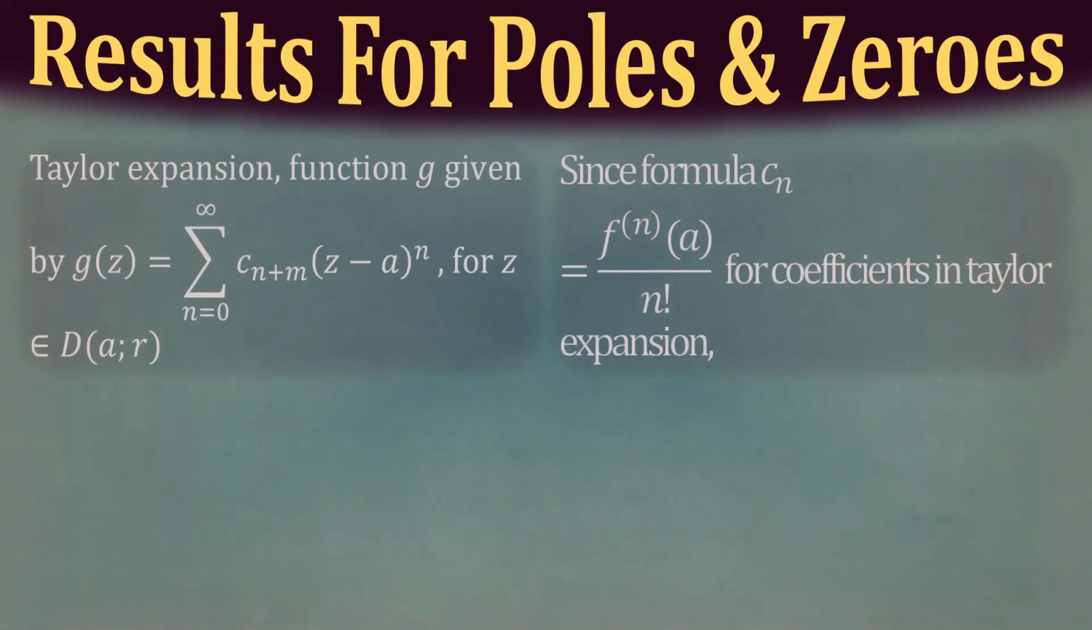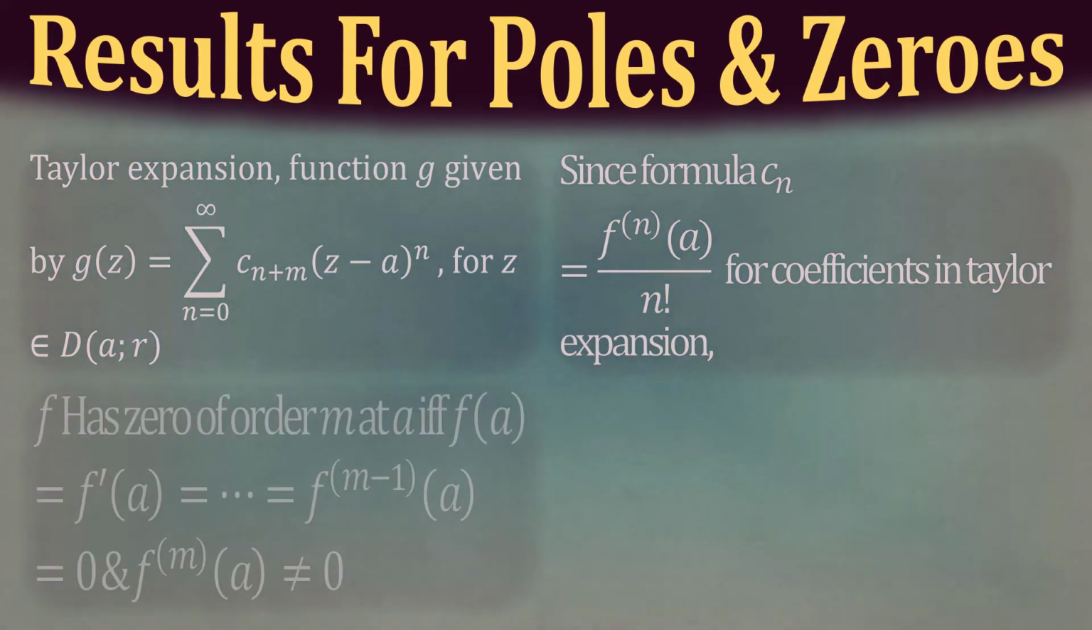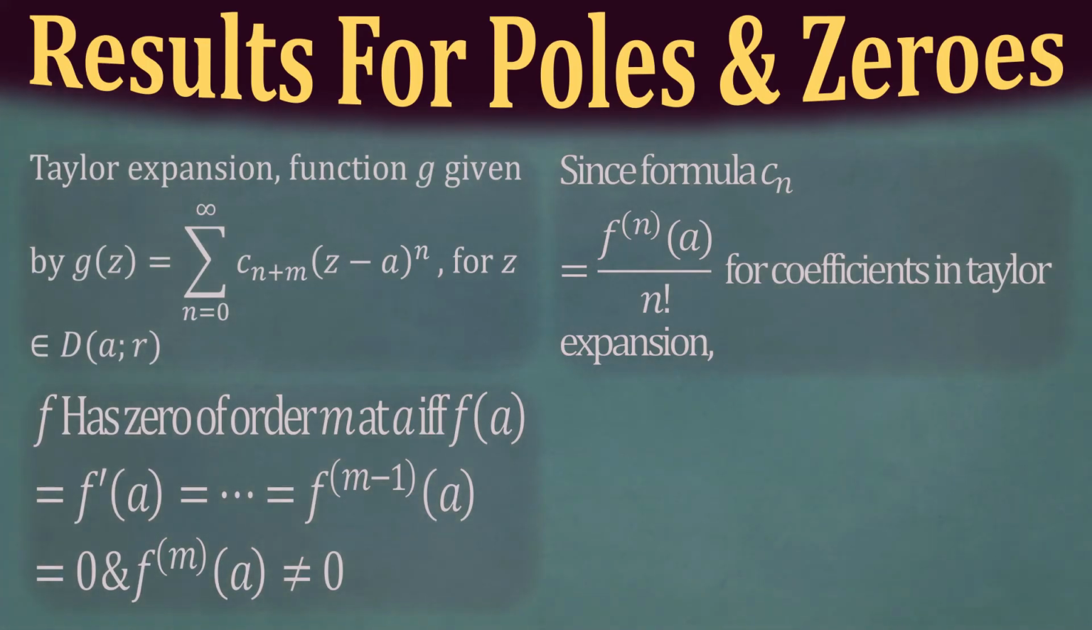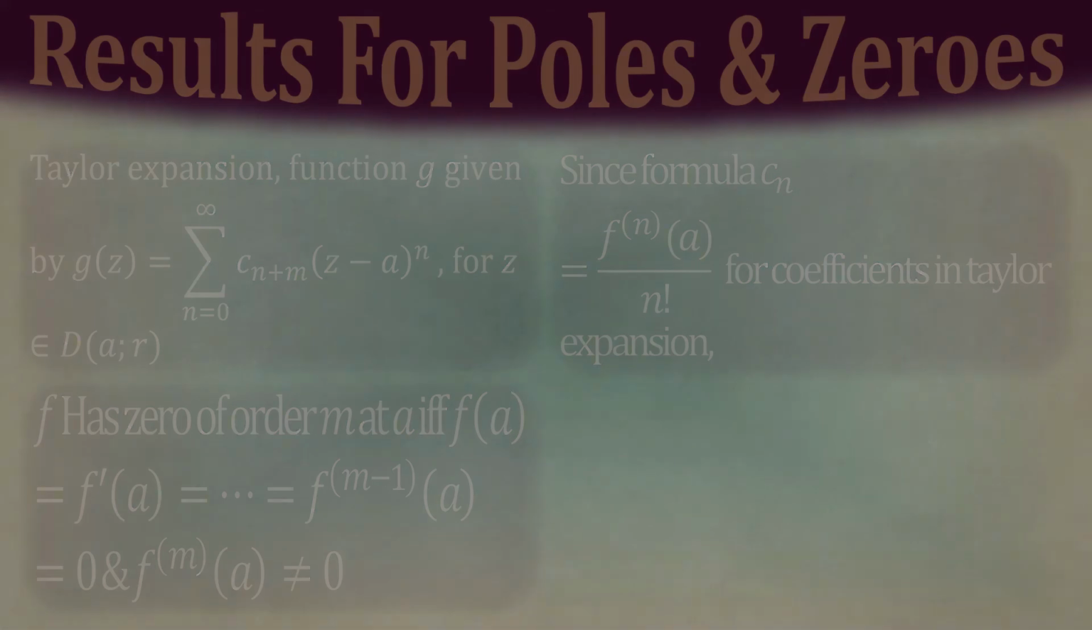Since we have the formula c_n is equal to the nth derivative of f at a divided by n factorial for the coefficients of the Taylor expansion, we have that f has a zero of order m at a if and only if f(a) = f'(a) = all the way up to the (m−1)th derivative at a = 0, and the mth derivative of f at a does not equal 0.